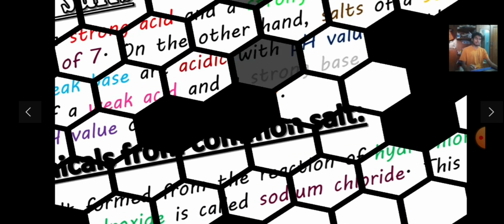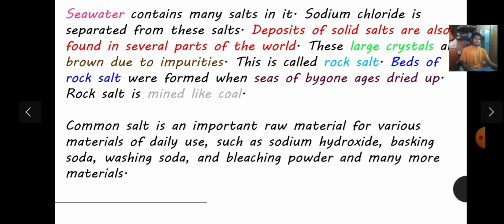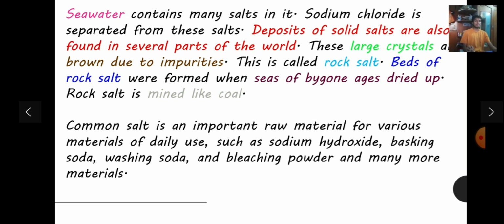Seawater contains many salts in it. Sodium chloride is separated from these salts. It is extracted from seawater, which is salty, and the water is evaporated in the presence of sunlight, and we get sodium chloride. But it is not completely pure. It contains impurities. Deposits of solid salts are also found in several parts of the world.